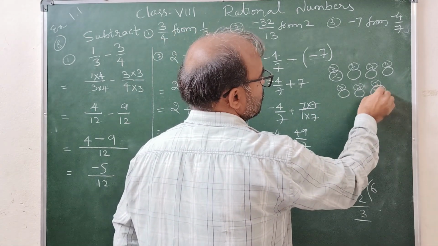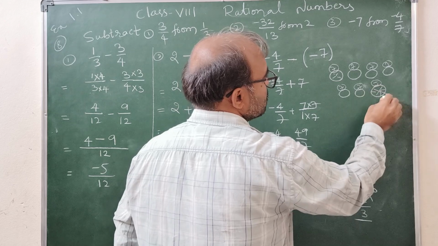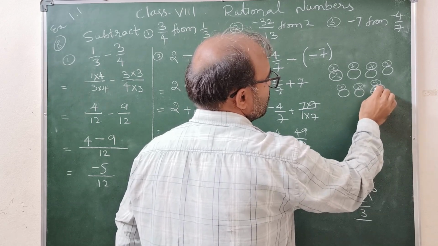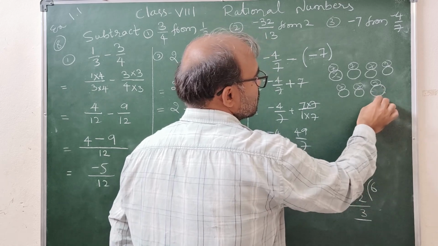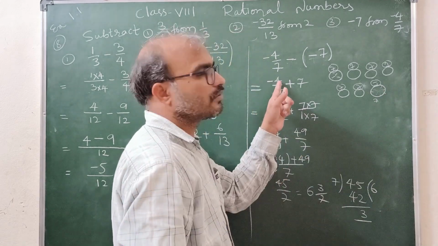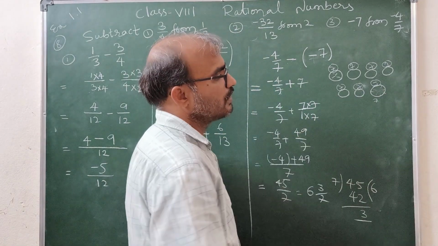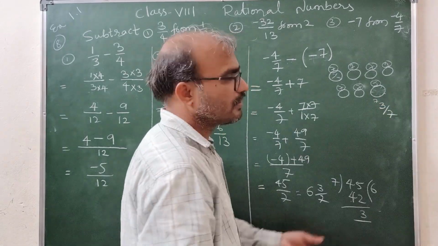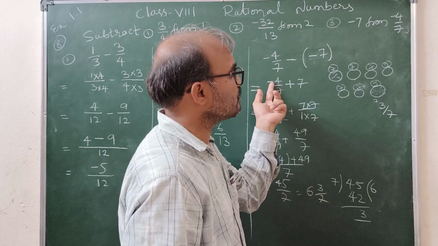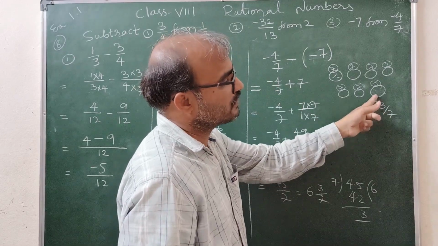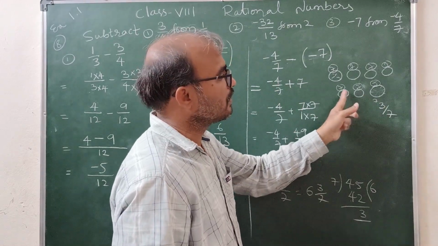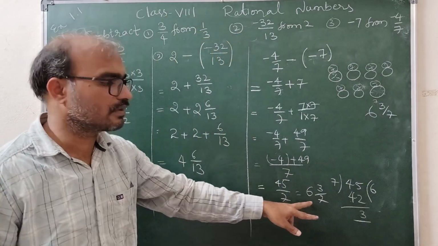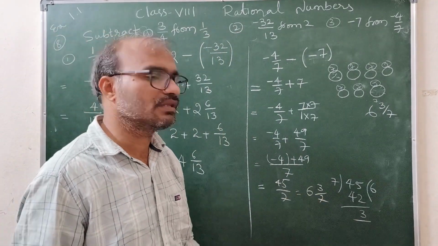In one whole, subtraction means you have to remember removing. So there should be 7 equal parts. If there are 7 parts here, you will remove 4 parts from there. How many parts will remain? In this, 3 parts will remain. 3 sevens will remain. If you remove 4 sevens from 7, 3 sevens will remain in this. And remaining, how many wholes will be there? 6 wholes will remain. So that is 6 wholes, 3 sevens.